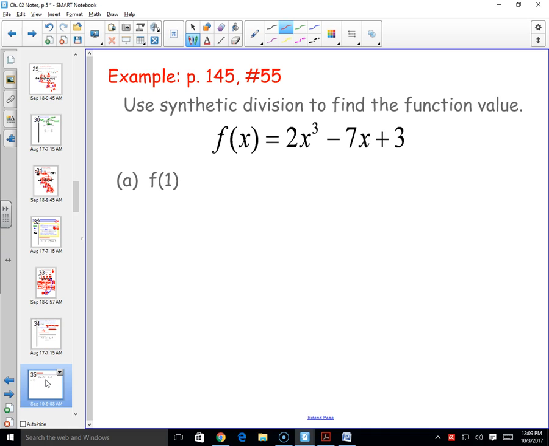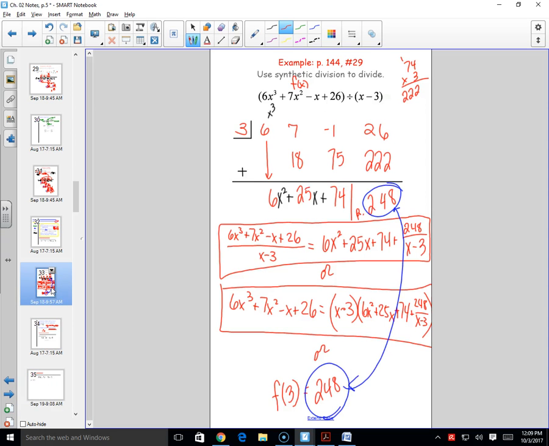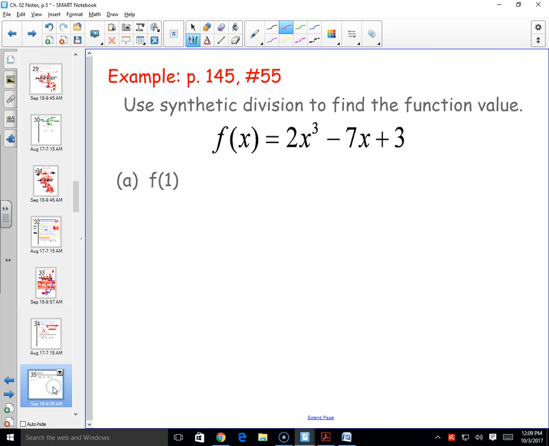Question. If remainders can check function values and vice versa, which one looks easier to start with on this one? Plugging in or remainder? Why? Because you're just plugging in a 1. A second ago, what did we have to plug in? A 3. Maybe synthetic was easier. But in this one, I'm pretty sure plugging in is easier also. So let's plug in, and then we'll see if the synthetic still works and if the remainder still works for checking the function value. So, plugging in 1.